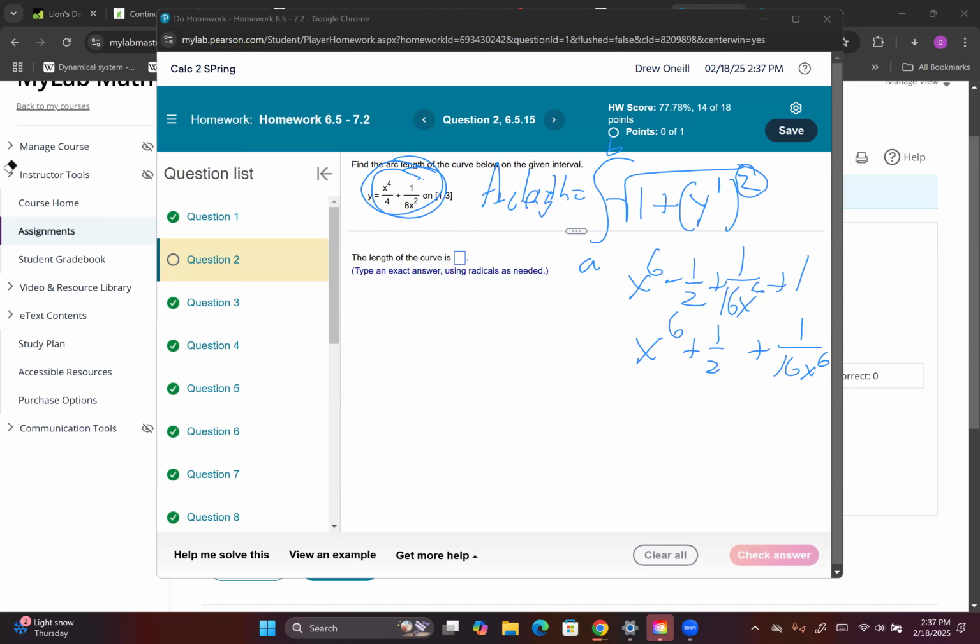We have this from 1 to 3, square root. We already added the 1 to the derivative squared, so we have everything we see: x to the 6 plus a half plus 1 over 16x to the 6 dx. Okay. We could stare at that for hours, and that's sort of the downside with these. We could stare and stare and stare, nothing's going to happen.